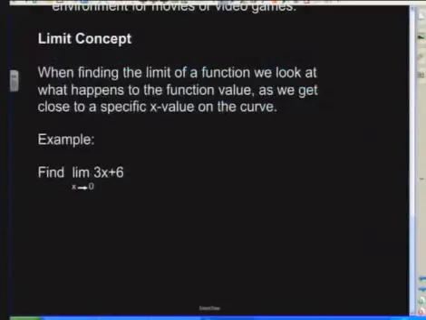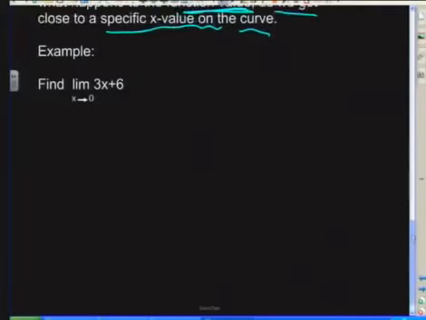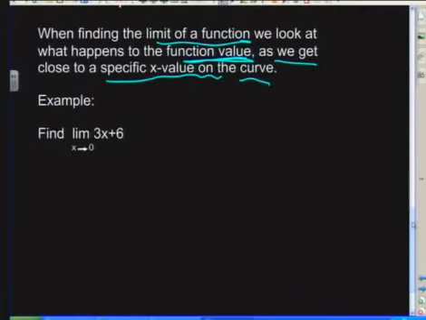All right. Now, you might have heard of limits. What is a limit? When we find the limit of a function, we look at what happens to the function value, so what happens to the y values as we get closer and closer to a specific x value on the curve. The best way for me to explain this is with an example. So I'm going to go straight into the first example. I'm just going to explain to you some of the notation.